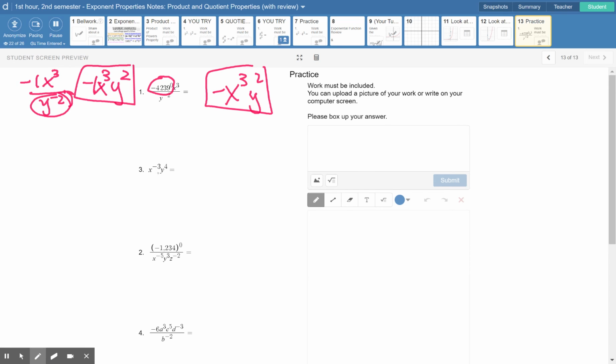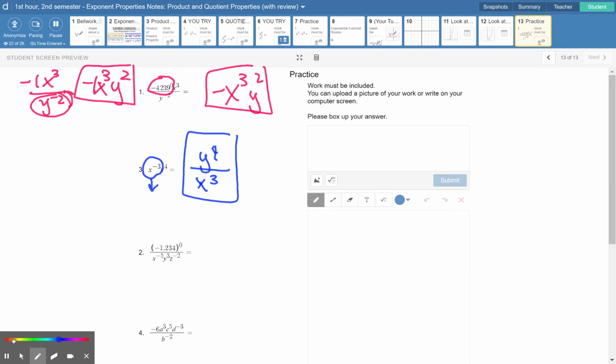Number 3, I know I mistyped this, sorry. The only negative exponent is x to the negative 4, so keep y to the 4th on top, move x to the 3rd down. That's your final answer. Now notice how the third problem, which is not number 2, this is wrapped up in parentheses, so that's really a 1. So we have 1 on top.